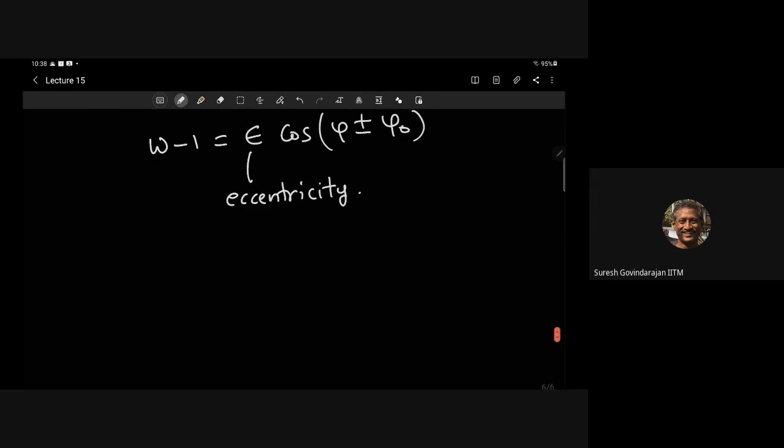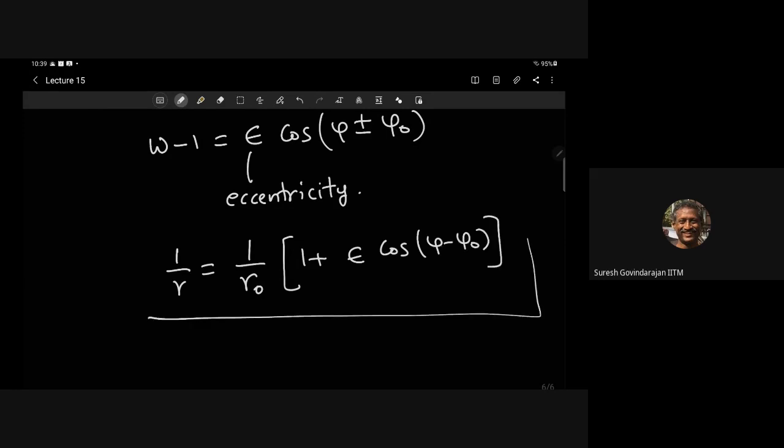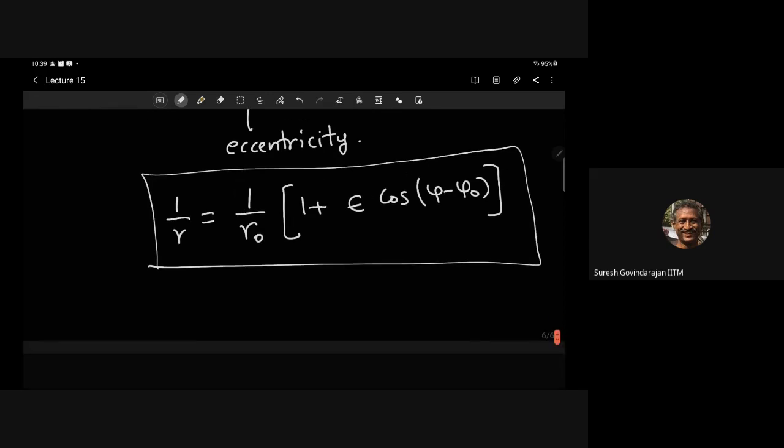Okay, and we can rewrite this whole thing by now going back to writing it as 1 by r. We can write it as 1 by r equal to 1 by r naught, where r naught is the length scale in the problem, times 1 plus epsilon cosine of phi minus phi naught. Okay, so this is the equation of what is called a conic section.